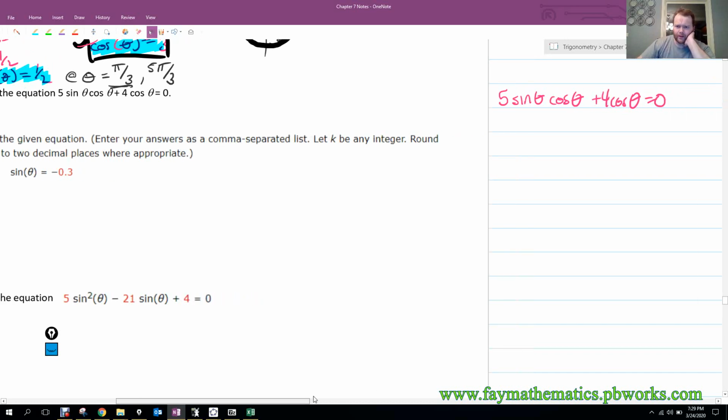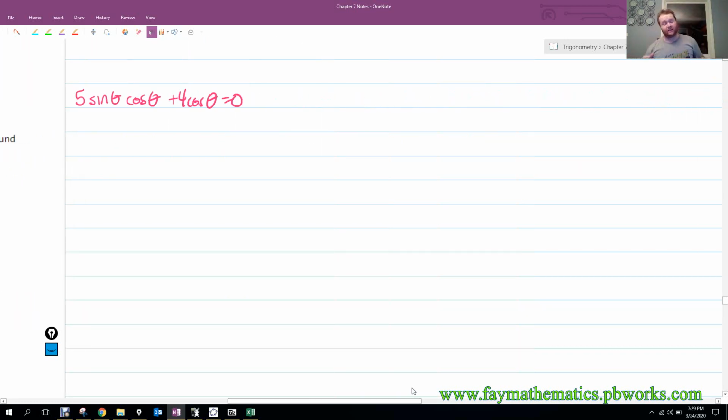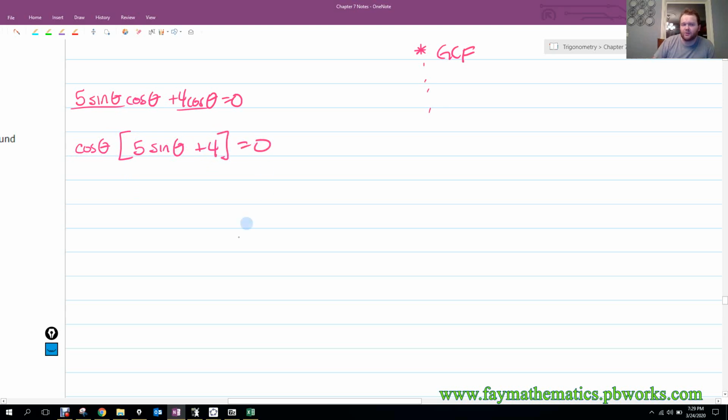When we work with equations in general, obviously if it's a linear equation, we don't have to do this, but if it's anything other than a linear equation, a lot of times the number one thing to think about is, is there a GCF? And then after we check a GCF, we go through other factoring techniques. If I look at these two terms, there is absolutely a GCF here. I can take out a cosine theta out of both of these. It makes me 5 sine theta plus 4 equals 0.